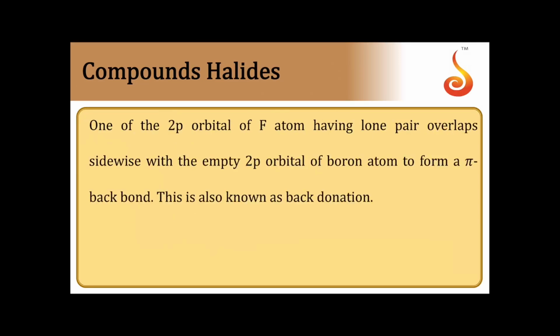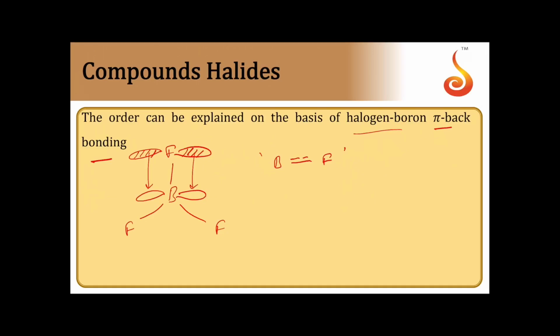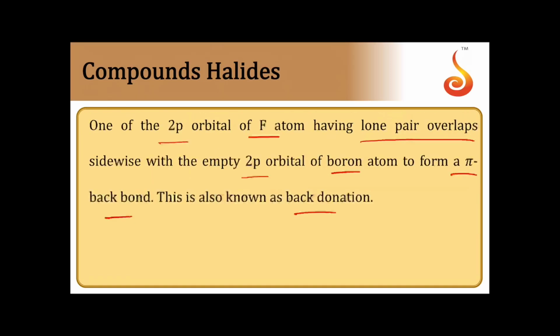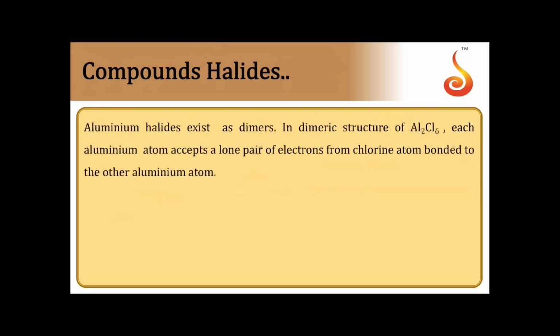Once again, one of the 2p orbitals of the fluorine atom, having a lone pair, overlaps sideways with the empty 2p orbital of the boron atom and forms a pi back bond, also known as back donation. That is, fluorine has a completely filled 2p orbital and boron has an empty orbital. The fluorine overlaps sideways with the boron and forms a pi bond, which is known as back donation.